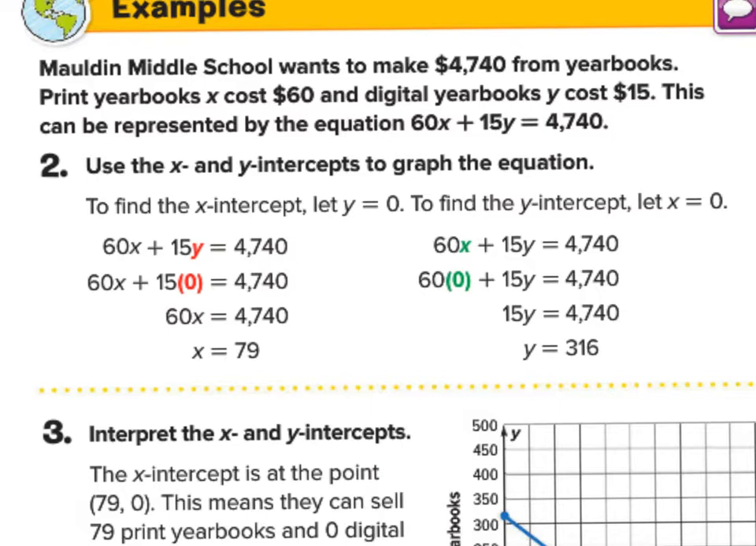That's my range that I solve here. This would be my range, where the highest value of x I can have is 79, and the highest value of y I can have is 316. And I hope that makes sense. If not, please ask me in class.